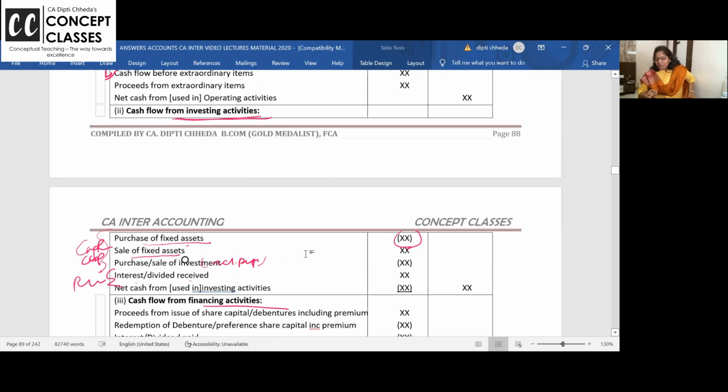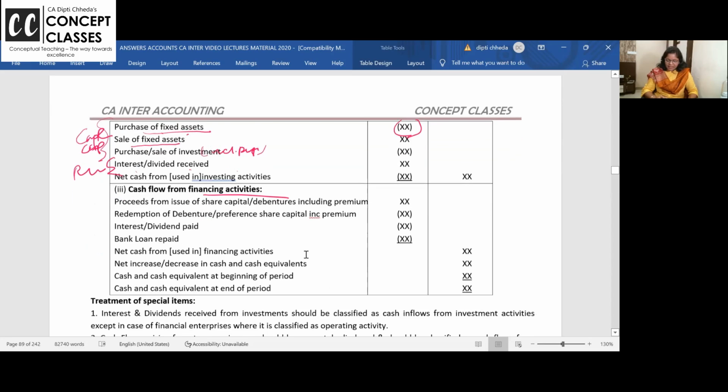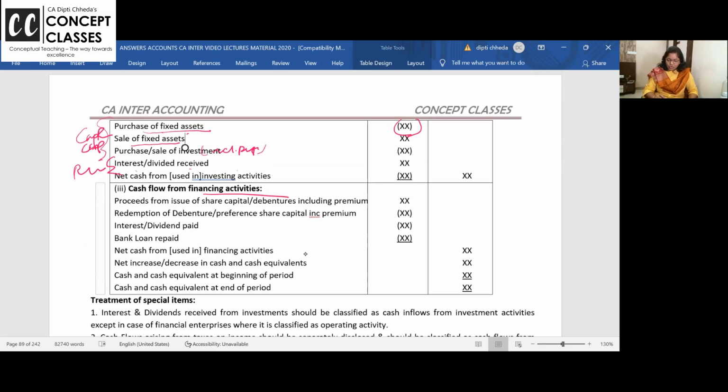Investing is over. It's very small. In the routine class, the first day I teach investing activity, 1 or 2 problems. Financing activity, 1 problem. Only operating activity, and then the second day we do combined problem. So you should know these separately. What will come in investing activity is all clear. And now financing activity, issue of shares or debentures including premium. 100 rupees share if I have issued at 20 rupees premium, let me take as inflow 120.